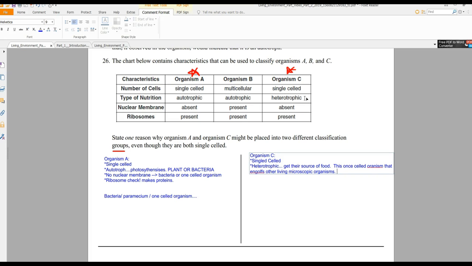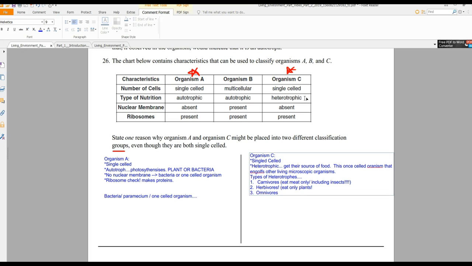Types of heterotrophs. This is worth typing. Types of heterotrophs. 1, carnivores. Carnivores eat meat only, including insects. That's a carnivore. 2, herbivores. Eat only plants.